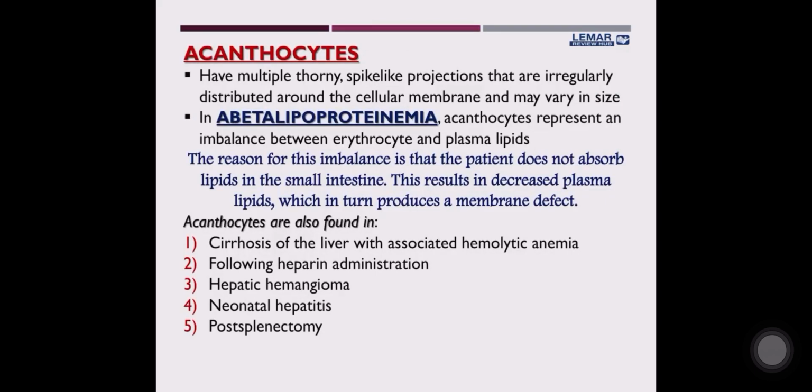Acanthocyte, also known as toin cell or spur cell. When we say acanthocyte, these are red cells with projections of unequal length and distribution. Some conditions where we can encounter acanthocytes: first, abetalipoproteinemia. But aside from abetalipoproteinemia, conditions characterized by acanthocytes are cirrhosis of the liver, following heparin administration, hepatic hemangioma, neonatal hepatitis, and post-splenectomy.